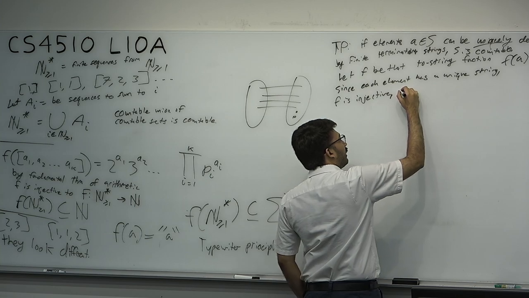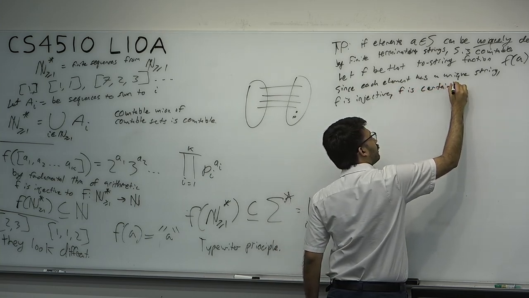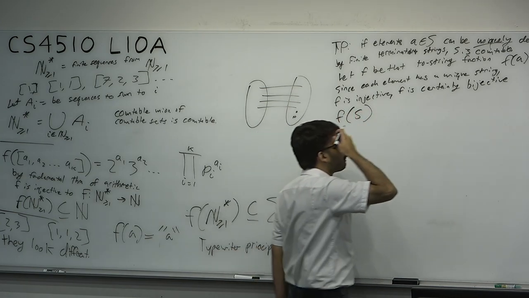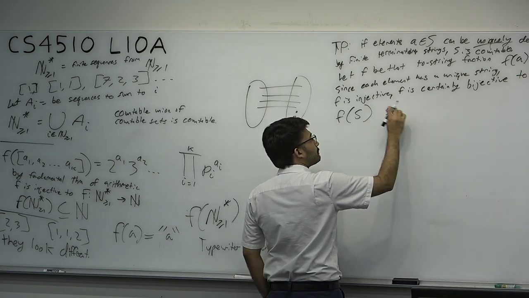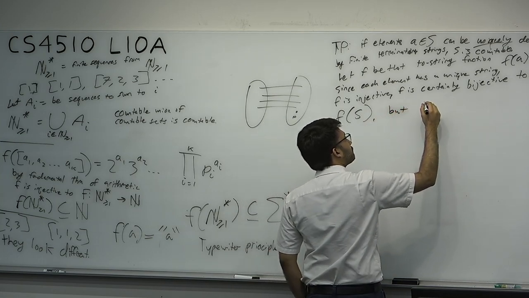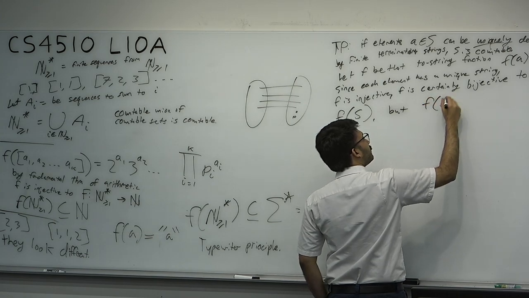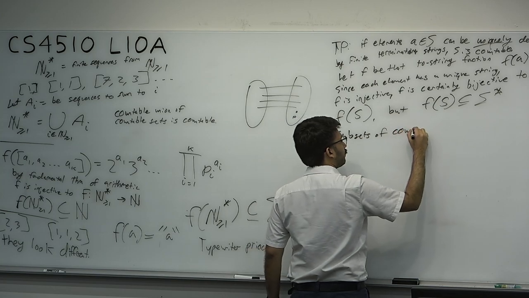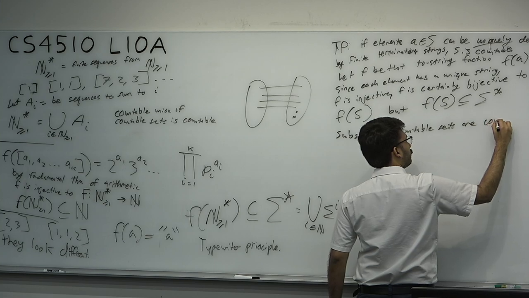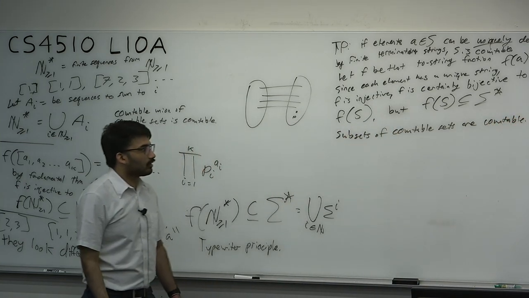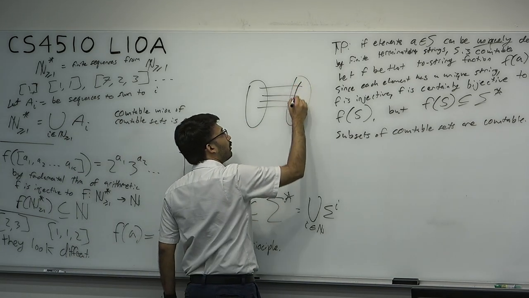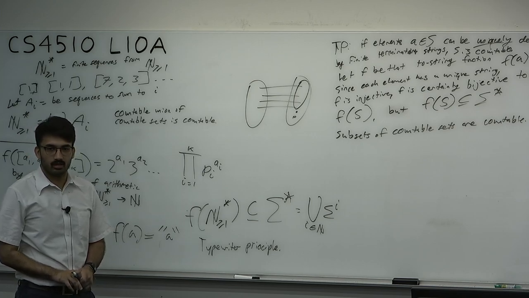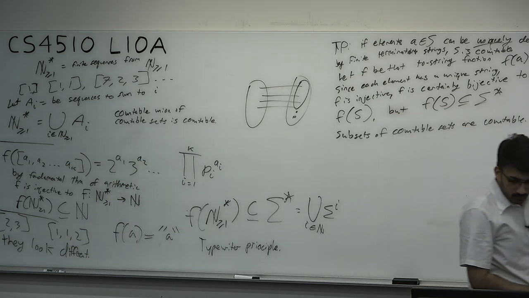Since it's injective, F is certainly bijective to its own image. The image is a subset of sigma star, and subsets of countable sets are countable. So you're injective into a countable set, you are bijective to your own image, and your image is a subset of a countable set. Therefore, you could only have been a countable set to begin with. QED, S is countable. OK, let's take our little break.